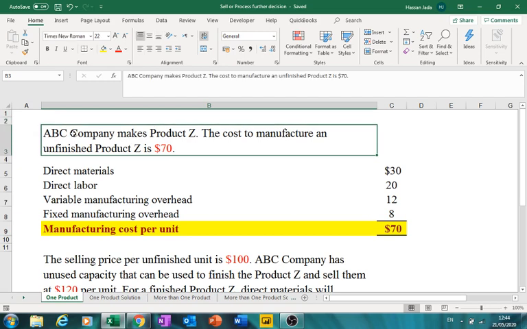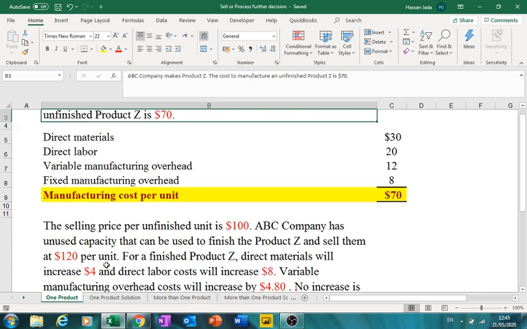We have here an example illustration about a sell or process further decision. ABC company makes product Z. The cost to manufacture an unfinished product Z is $70 per unit. The components of this cost per unit are direct material $30 per unit, direct labor $20 per unit, variable manufacturing overhead $12 per unit, and fixed manufacturing overhead $8 per unit. The total manufacturing cost per unit equals $70.